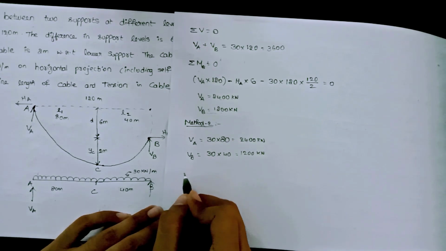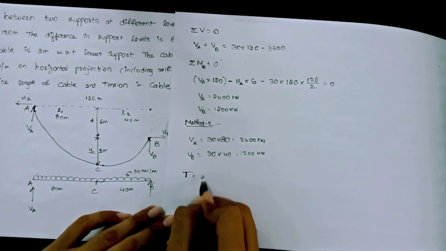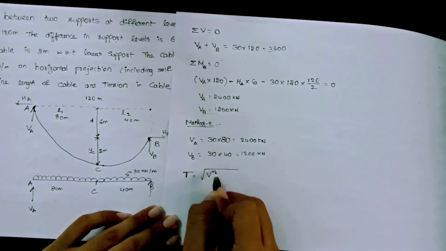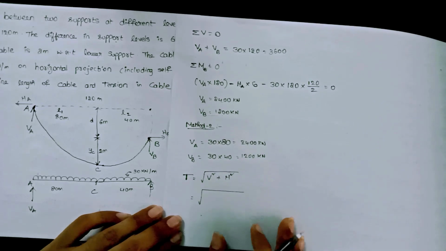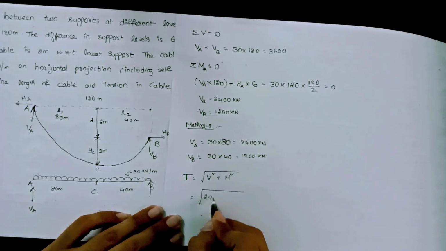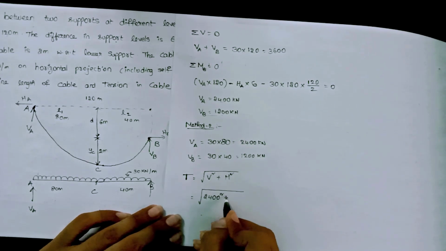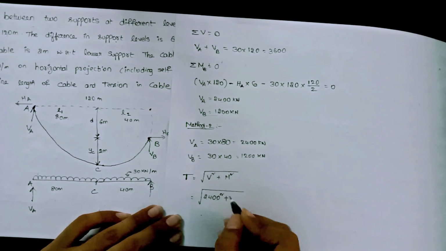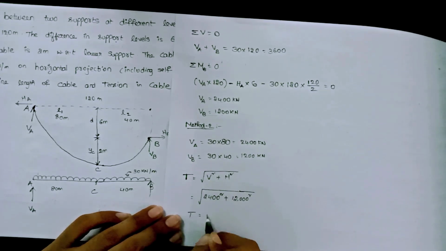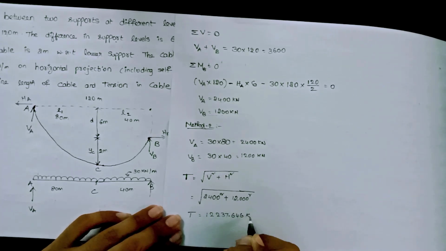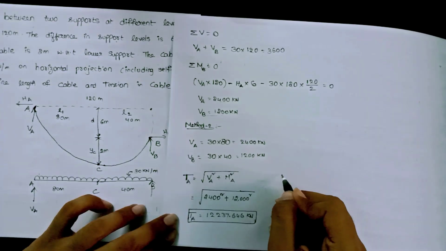Now we have to calculate the tension in the cable, T equal to square root of V square plus H square. So we know the vertical reactions. Vertical reaction at A is 2400, that means 2400 square, plus horizontal reaction at A, just now we have calculated 12,000 square, okay. So T equal to 12237.646 kilonewton. So this is the tension in the cable, okay.